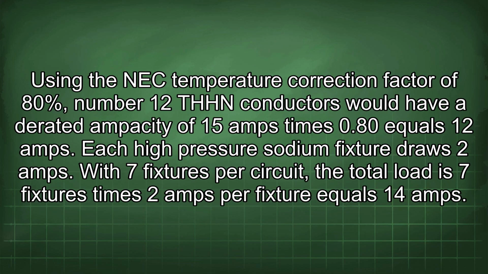Using the NEC temperature correction factor of 80%, number 12 THHN conductors would have a derated ampacity of 15 amps times 0.80 equals 12 amps. Each high-pressure sodium fixture draws 2 amps. With 7 fixtures per circuit, the total load is 7 fixtures times 2 amps per fixture equals 14 amps.